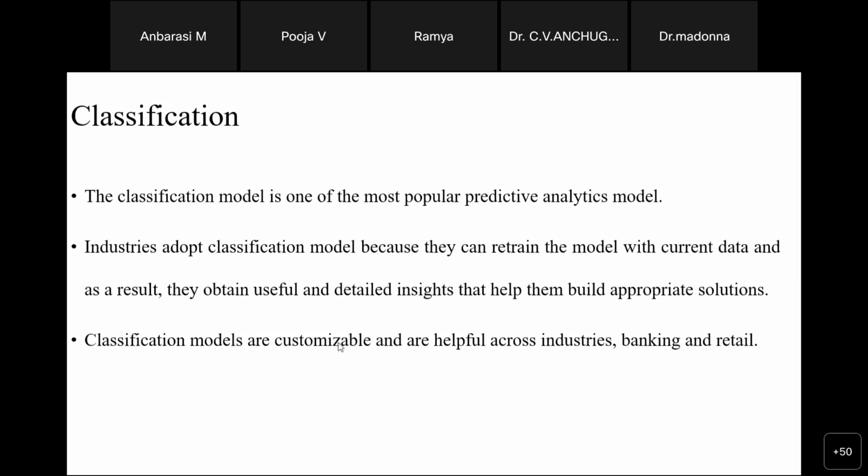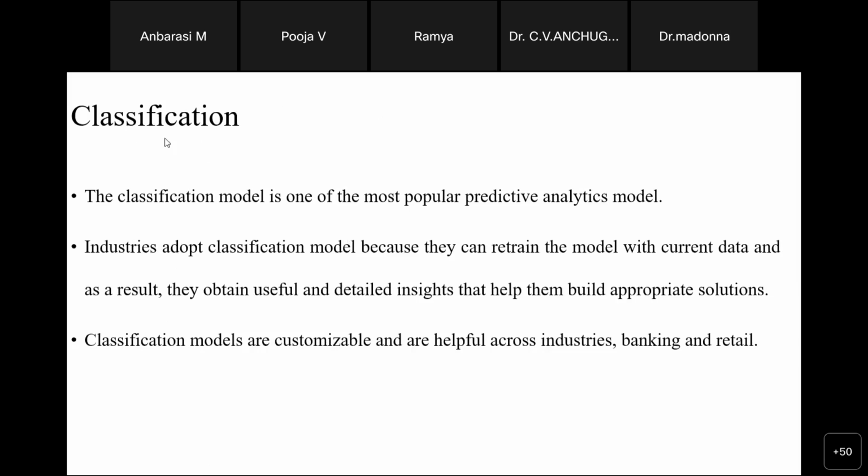The classification technique. As you all know, classification comes under the category of supervised learning. Supervised learning means, for example, if you learn a model along with a teacher, that comes under the category of supervised learning. So here the class level will be known.